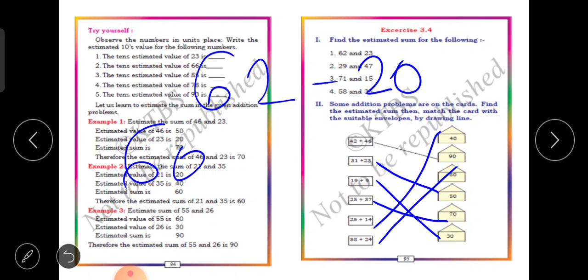If we are adding ones, see here, 9 plus 1 means 10. You write 0 here and you carry that 1 to the tens place and add it. And the next one is we framed the addition forms and the estimated numbers. We have learned all these things. Please go through and study well. Thank you so much, children.